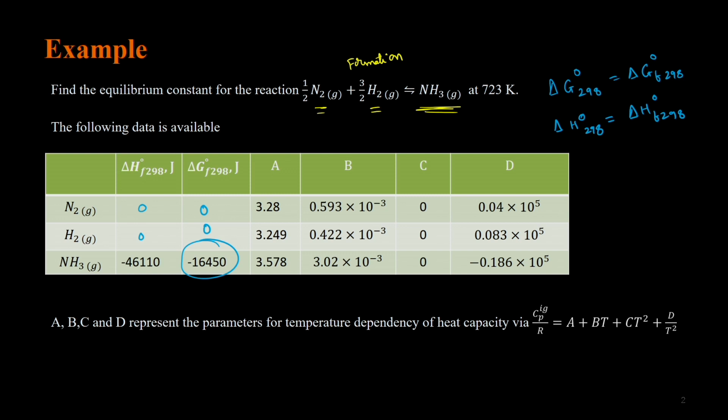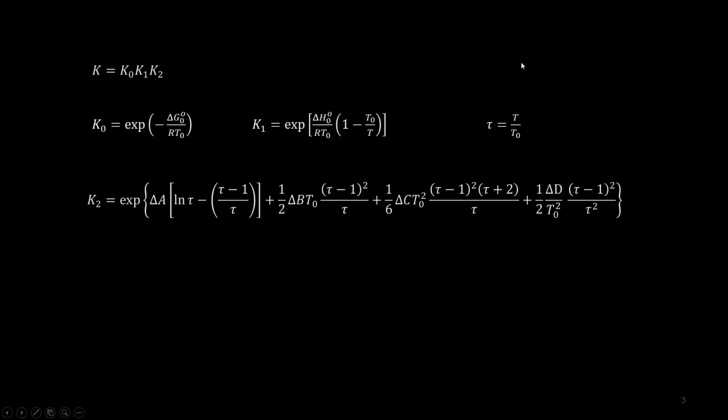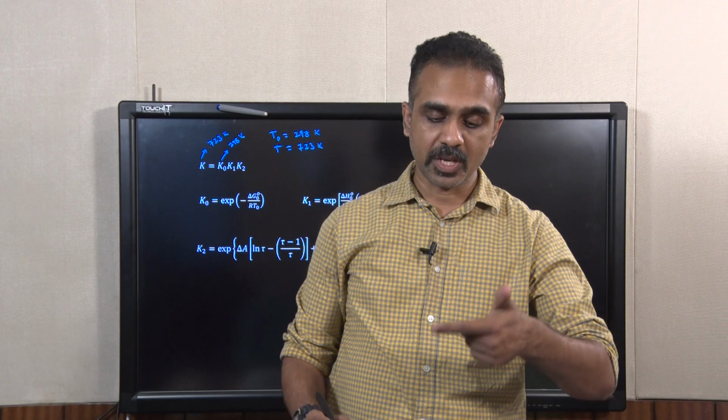Now, once we sorted that out, let's see what else we need. So we have the Gibbs free energy at 298 Kelvin, but what I need is the equilibrium constant at 723 Kelvin. So the temperature T naught we are looking at in all these equations is 298 Kelvin, that's given to us. And the actual temperature of the reaction is 723 Kelvin. So we have to correct K from 298 to 723 Kelvin.